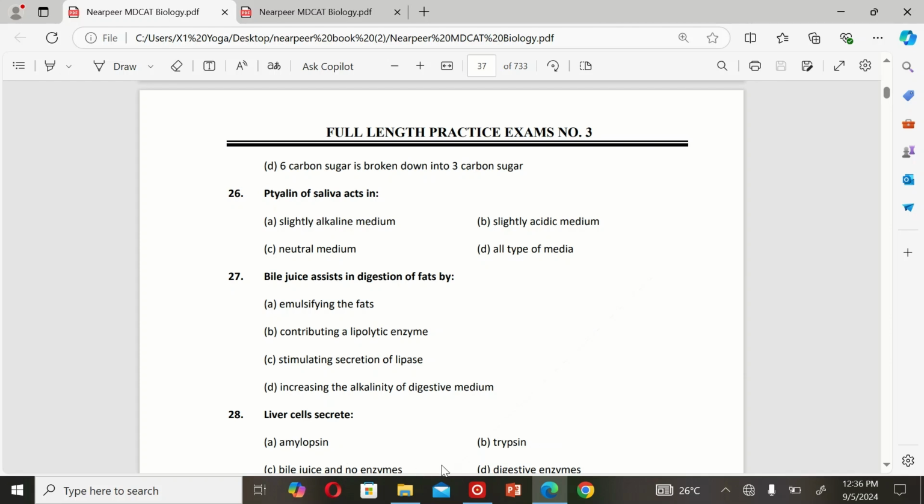The next MCQ is: liver cells secrete A. Amylopsin, B. Trypsin, C. Bile juice and no enzyme, and D. Digestive enzymes. So the correct option is C. Bile juice and no enzymes.